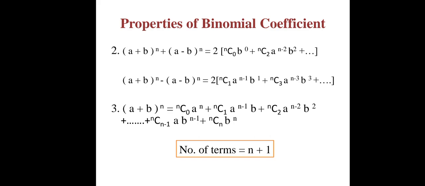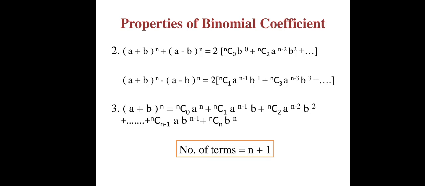Next we have one more property, that is a plus b whole raised to n minus a minus b whole raised to n. In this one, all the even constants will be cancelled, and finally we get 2 times the odd constants, that is nC1, nC3, nC5, nC7, all the odd ones remain.